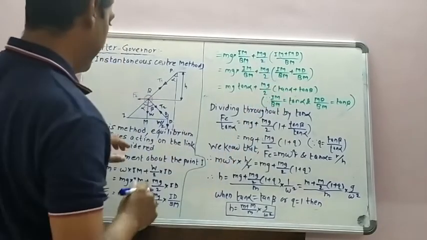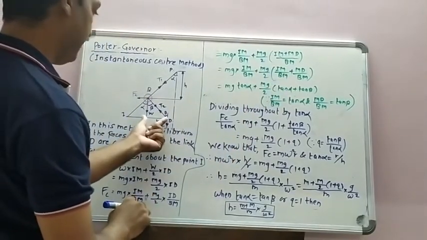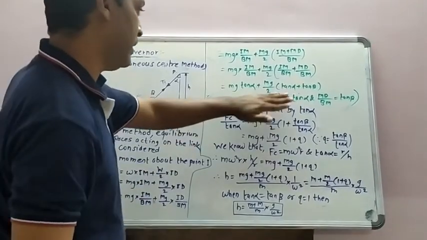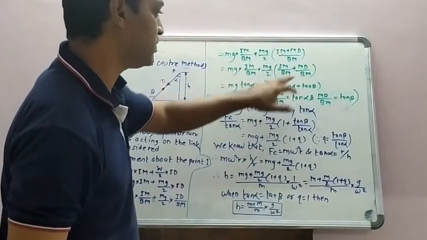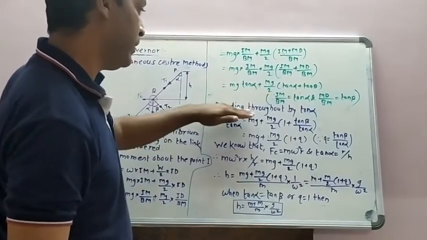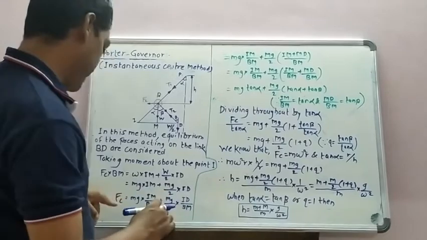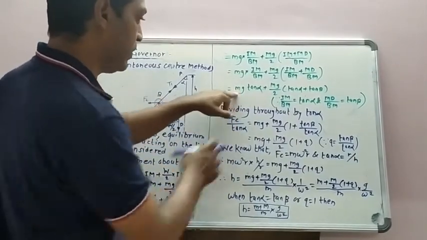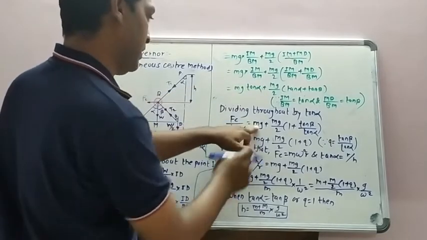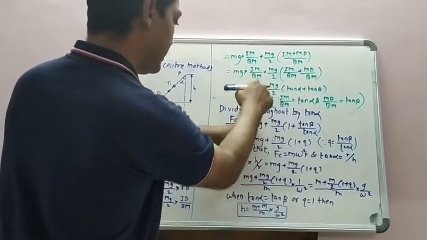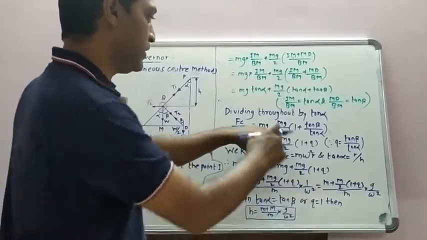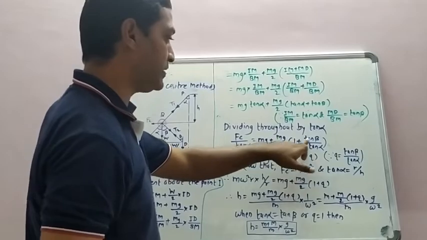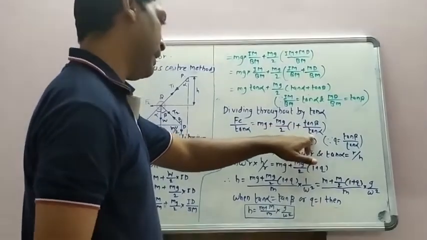is nothing but tan of alpha, and the next Im by Bm once again tan of alpha, and MD by Bm is nothing but tan of beta. Okay. Now replace both these terms by this one. Now dividing throughout by tan of alpha, you can get Fc by tan of alpha equals mg into tan of alpha. So tan of alpha, if I divide this term, then tan of alpha gets cancelled, and towards this side Mg by 2 tan of alpha gets cancelled. We can get here 1 plus tan of beta divided by tan of alpha.